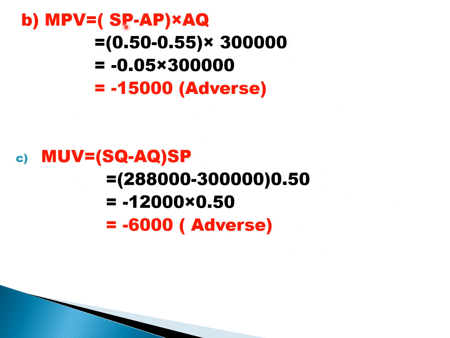Material price variance, SP minus AP into AQ. 50 paisa minus 55 paisa into AQ 3 lakh. So you get minus 15,000. If you get minus, it's called adverse. Material usage variance, SQ minus AQ into SP. So if you substitute the values, you get minus 6,000. So if you get minus, it's called adverse. If you get plus, it's called favorable.